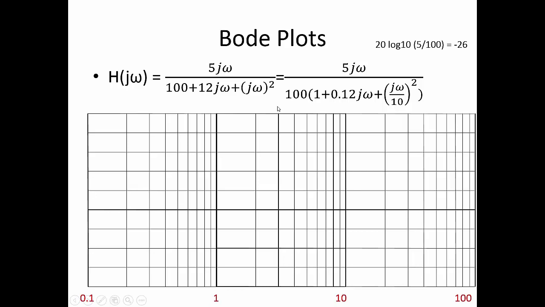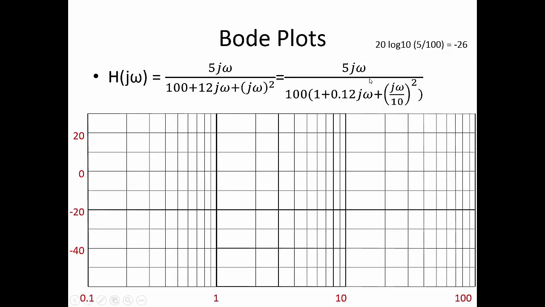Our constants are 5 divided by 100. 20 log base 10 of that is negative 26. So we're going to be down below 20, so we need to make sure we have enough room below 20 to do some plots. Also, we know we're going to be at a slope of negative 40 dB per decade, squared in the denominator. So from 0, we're going to be going downhill quite a bit. So let's push that 0 up higher than we've used in previous examples.